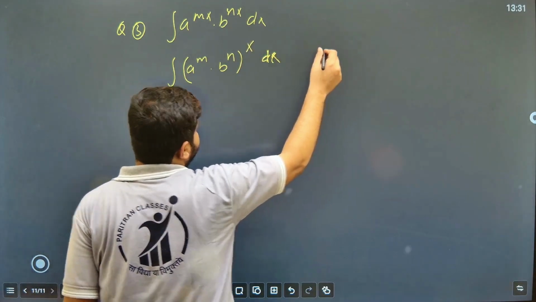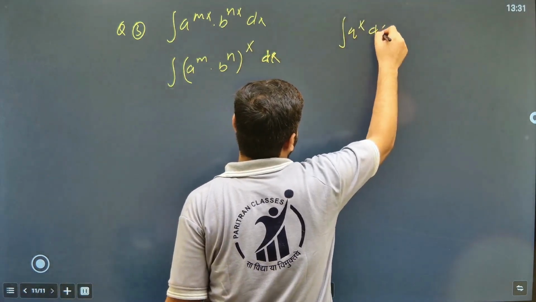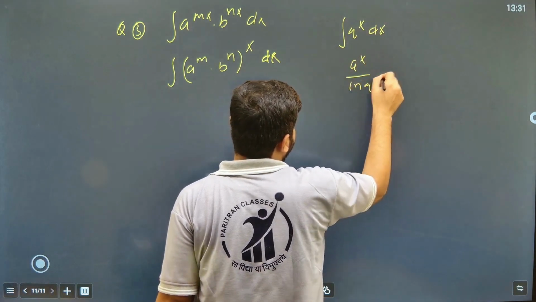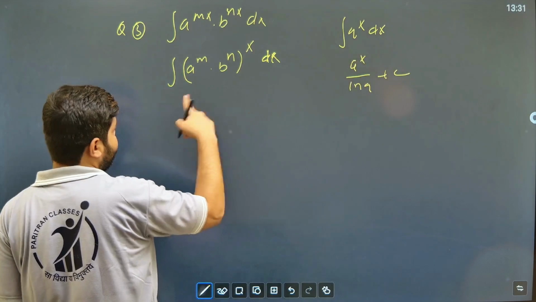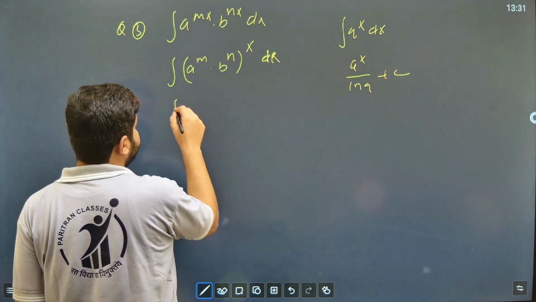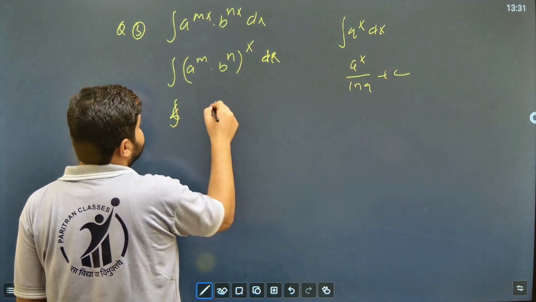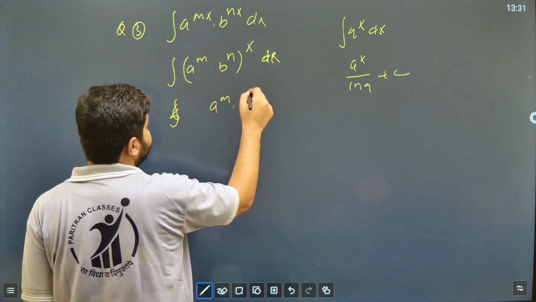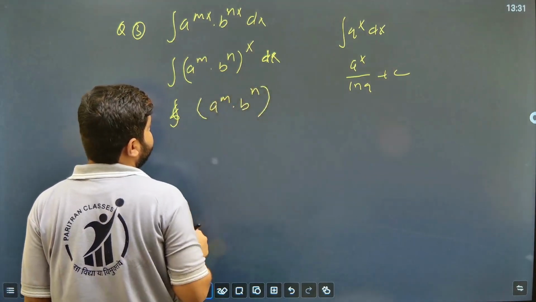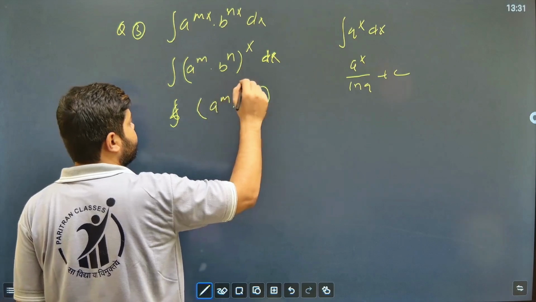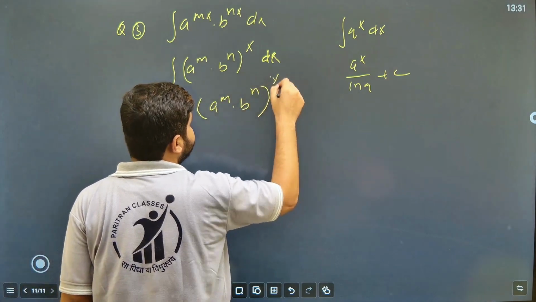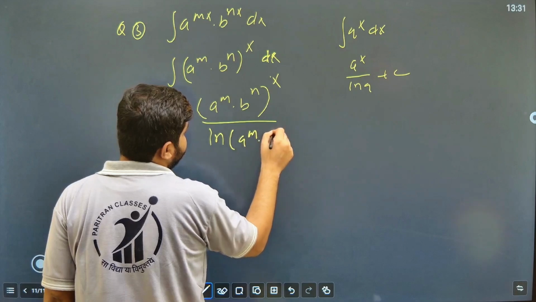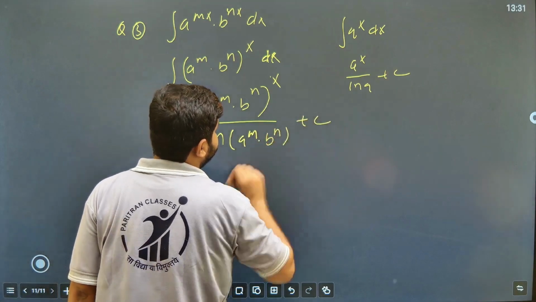And as you know, the integration of a to the power x dx is a to the power x upon ln a, plus c. So we can write the integration of this function as (a to the power m into a to the power n) to the whole power x, upon ln of (a to the power m into a to the power n), plus c.